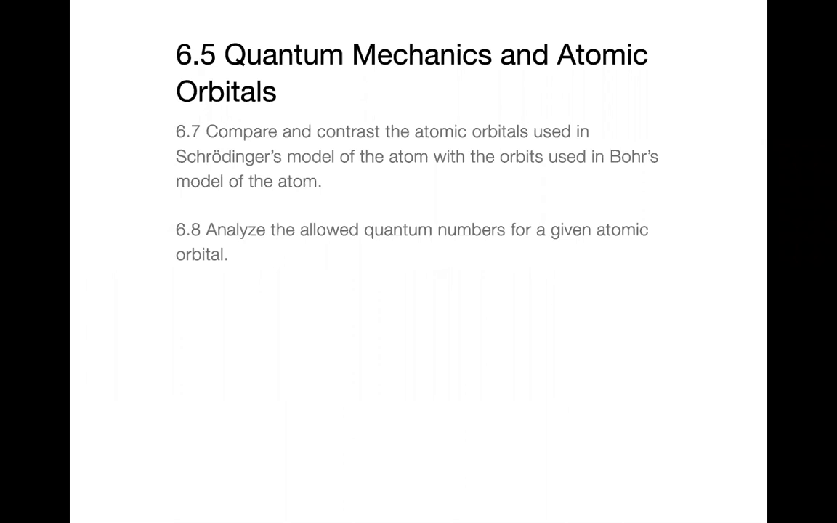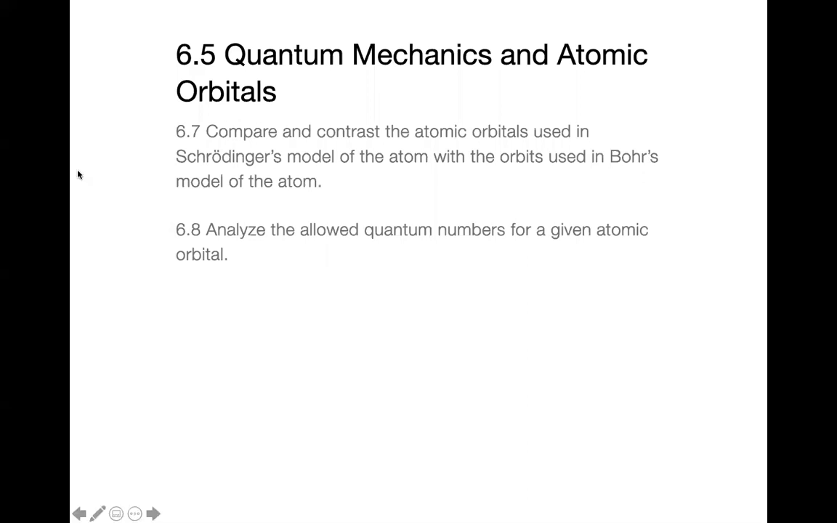And by last model, this is the one we currently use in chemistry. The Schrodinger model, which is our quantum mechanical model. So within here, this first one, compare and contrast the atomic orbitals that we have in Schrodinger's model with those used in Bohr. Well, in Bohr's model, they were just these rings. We described them by a particular quantum number. N equals 1, 2, 3, 4.